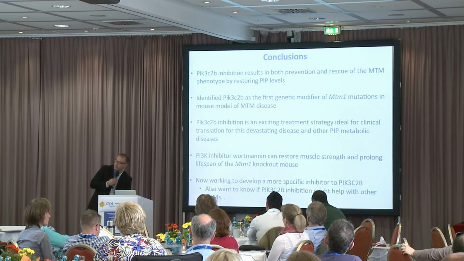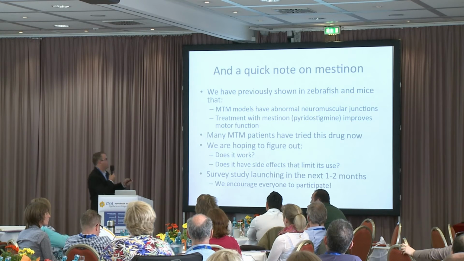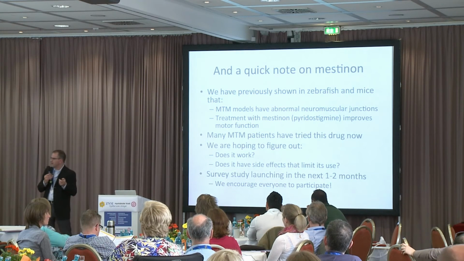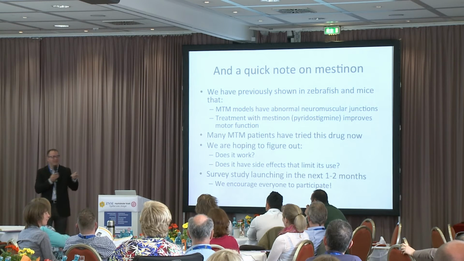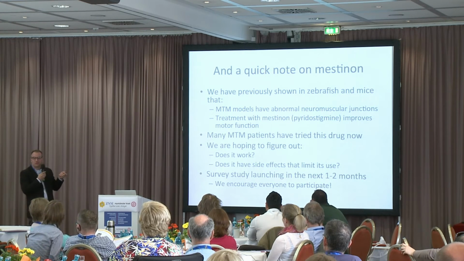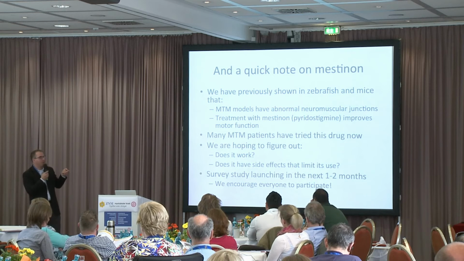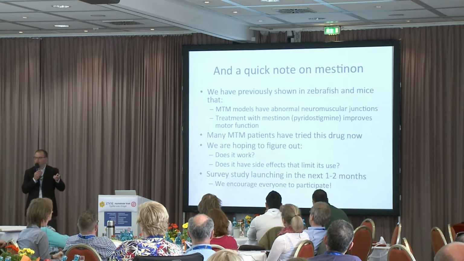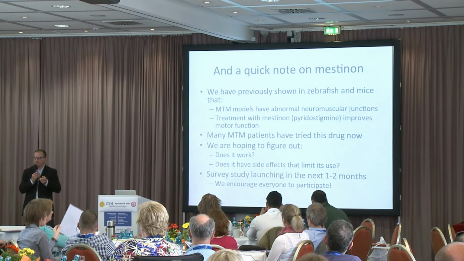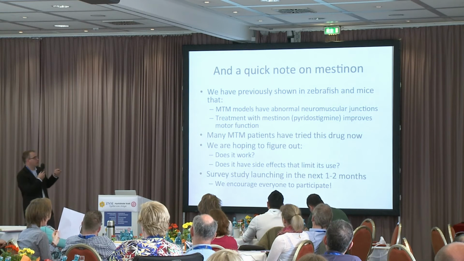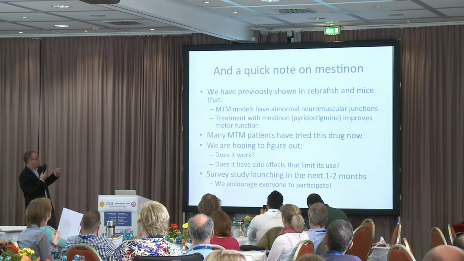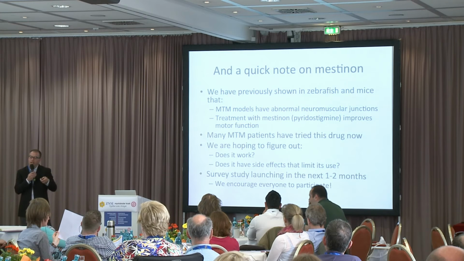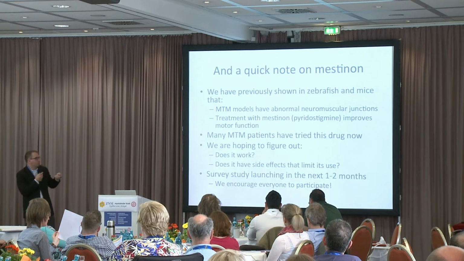So with my last 45 seconds, I do want to make one quick mention, because I don't know if we're going to talk about Mestinon at all today. Probably not. So some of you may have heard of this drug. It's also called pyridostigmine. And work that I did in collaboration with Anna Buj-Bello a couple of years ago, and has also been done by Francesco Muntoni and several other groups, have shown that this drug in models, in zebrafish and in mice, as well as in patients in several case studies, can improve symptoms.